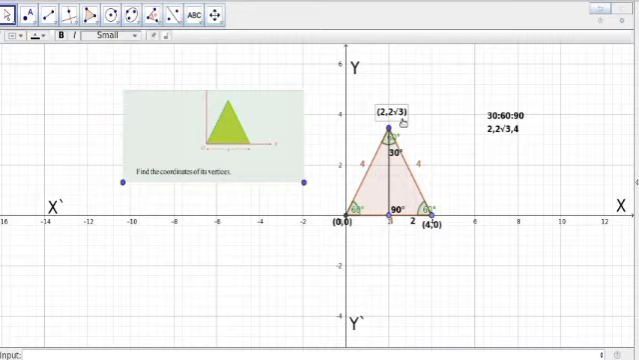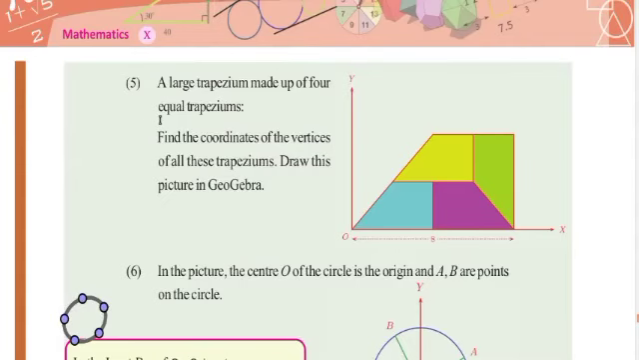Okay. Now come to our fifth question. A large trapezium made up of 4 equal trapeziums. Find the coordinates of the vertices of all these trapeziums. Draw this picture in GeoGebra. Okay, how do we find this?